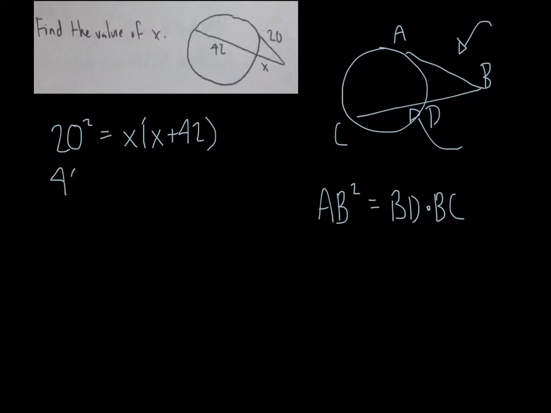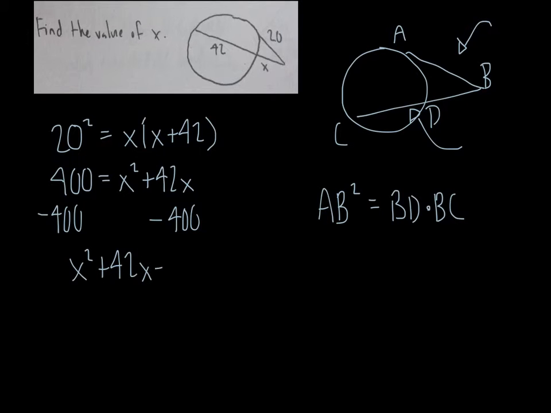So we can evaluate this now. 20 squared is 400, and then we distribute the x, so we get x squared plus 42x. Now we will subtract 400 from both sides, and what we get is x squared plus 42x minus 400. This whole thing is equal to 0. So what we need to do is factor this trinomial.